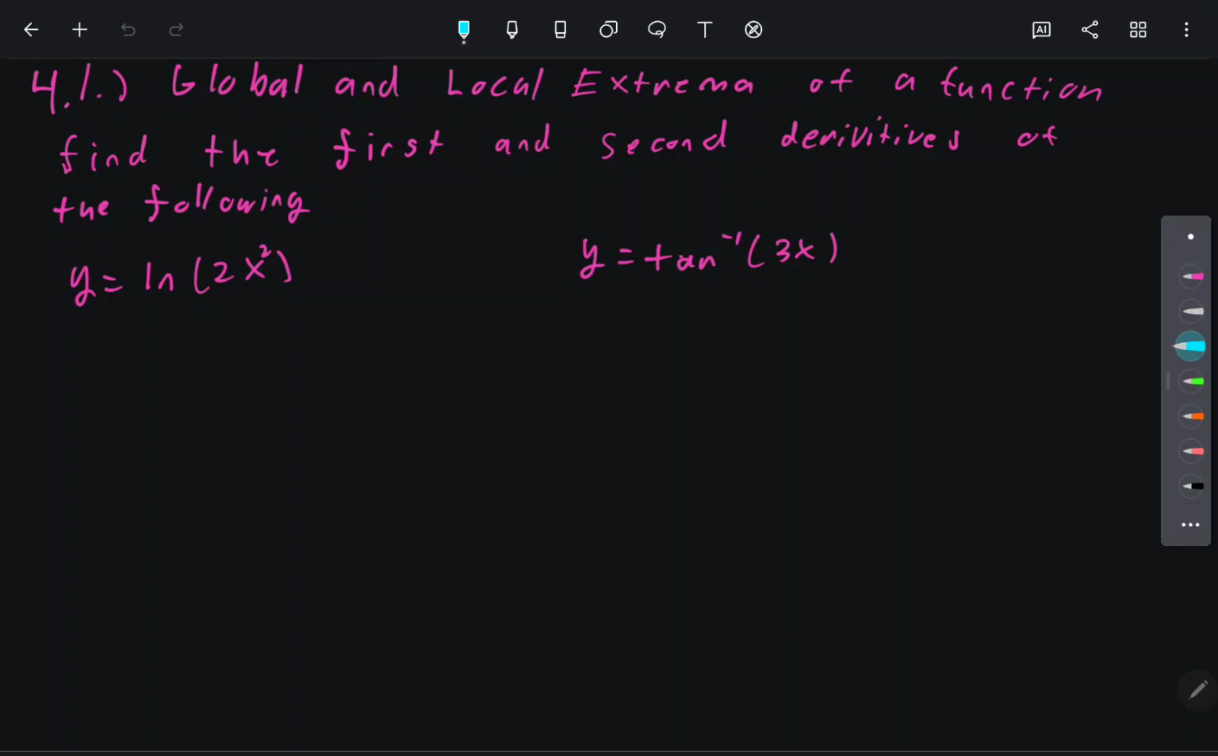Something like that. Yeah, something about the first 3.